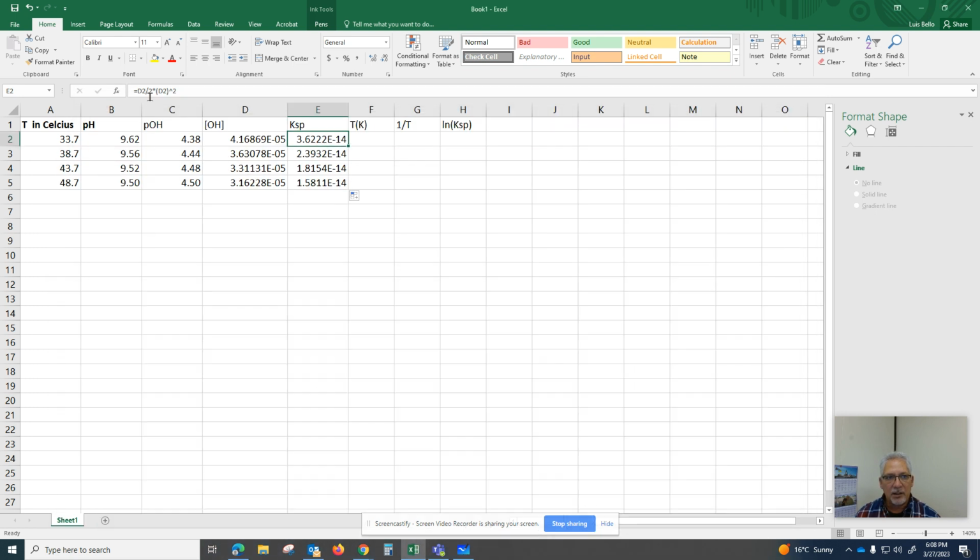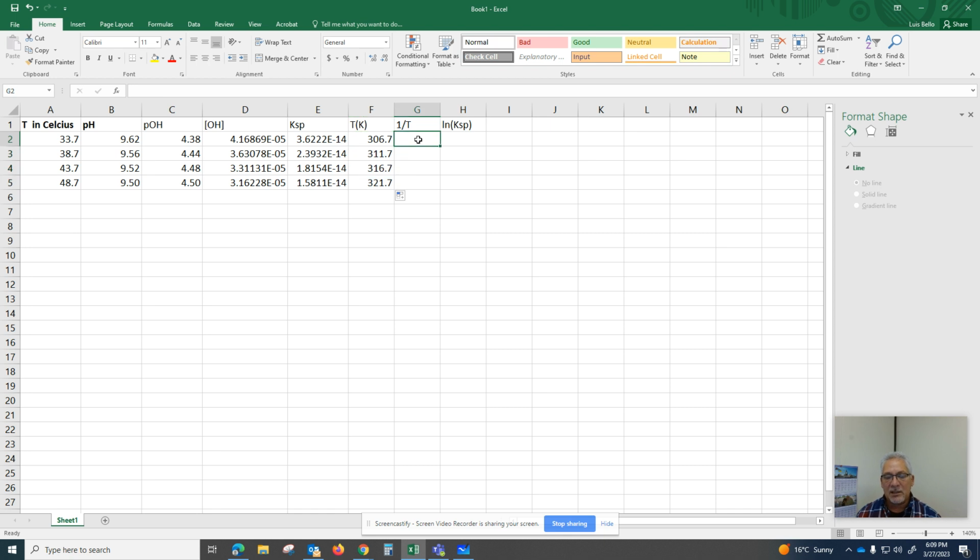If you check D2, which is the concentration of OH, divide 2 times D2 squared. So the next thing is converting the Celsius into Kelvin. That will be an easy calculation. I select the Celsius, which is 33.7, the first one, plus 273, and hit enter. And then dragging the formula to F5, it will recalculate all the Kelvin.